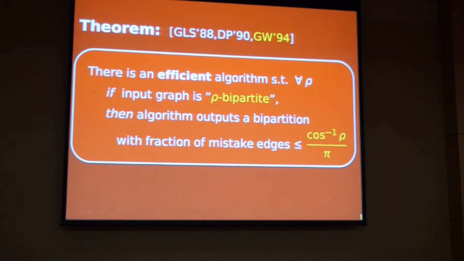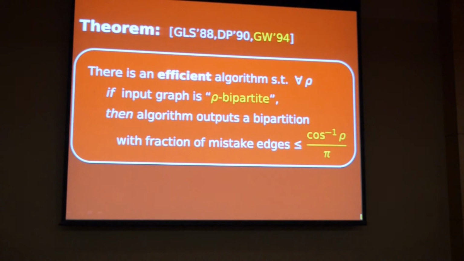So there's a very famous theorem about this problem. There's an efficient algorithm which was essentially proposed by Delorme and Poljak in '90. It's efficient due to work of Rohl, Lohaus, and Schreiber from 1988. But Goemans and Williamson were the people who really analyzed this algorithm, so it's usually named after them.